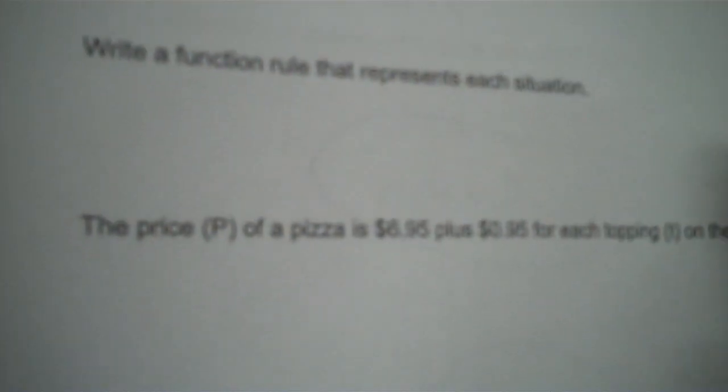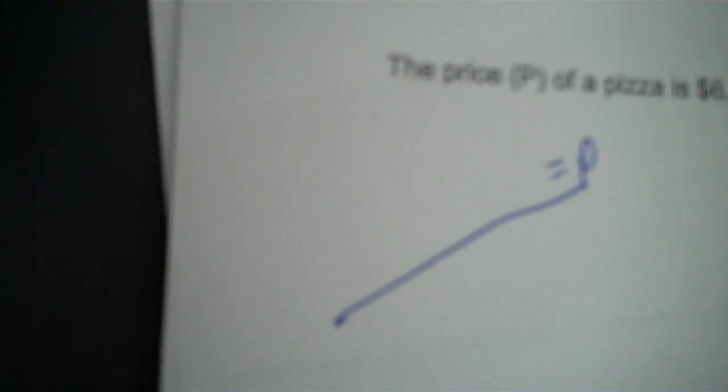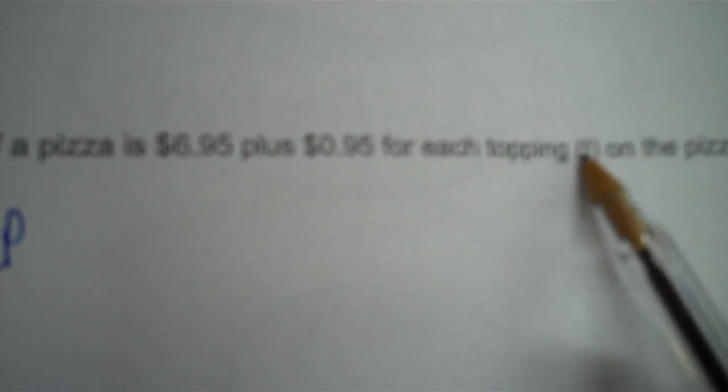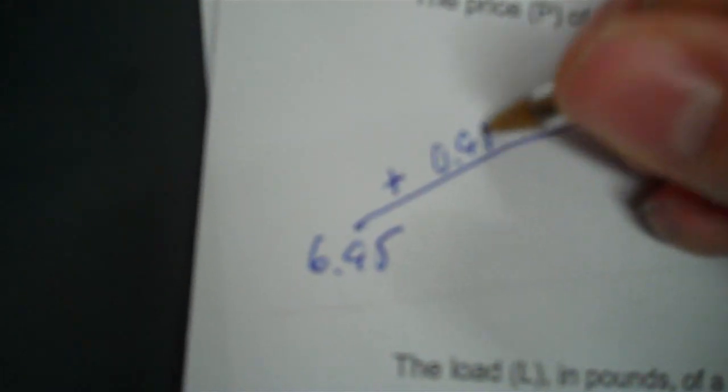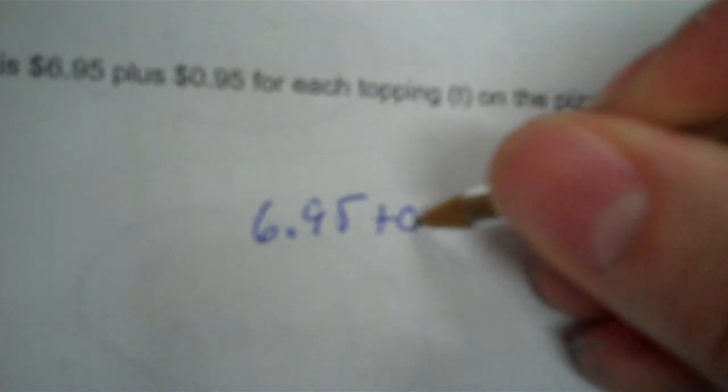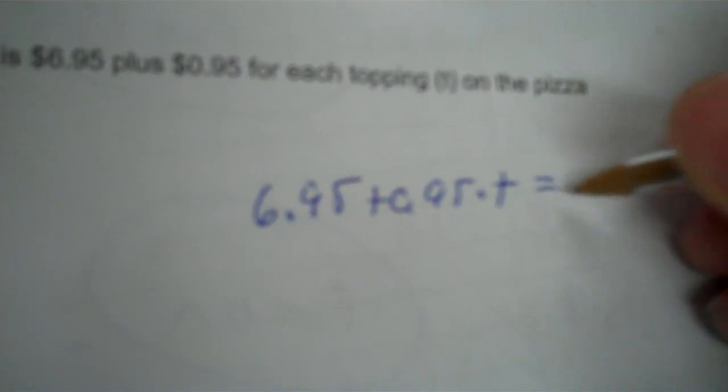Okay, now this next part's not hard either. Write a function rule that represents each situation. That means basically write an equation. The price P of a pizza is $6.95 plus 95 cents for each topping, T, on the pizza. So it starts at $6.95, that's your beginning. And then 95 cents, but that needs to be multiplied by T because it's for every topping. And that's your answer. Write it as an equation: 6.95 plus 0.95 times T equals P.